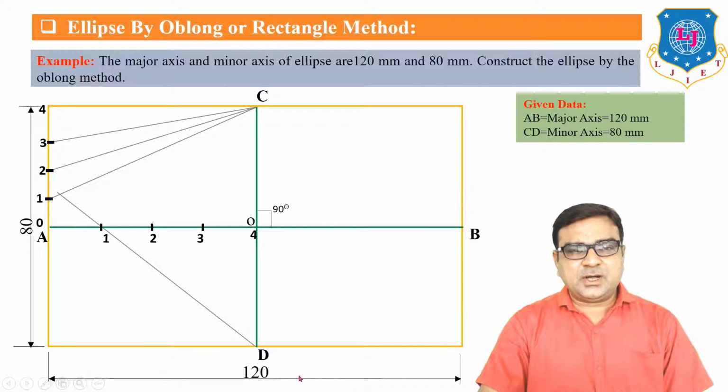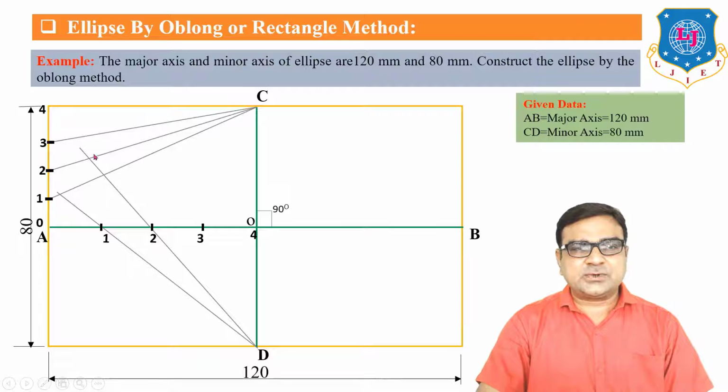Then draw a line from D which is passing through 1 on the horizontal line, and it will intersect the C1 line. So here D1 and C1 both intersect at a point which is a point of the ellipse. Another point: draw a line from D2 and C2 intersect at this point. D3, C3 is one point of the ellipse.